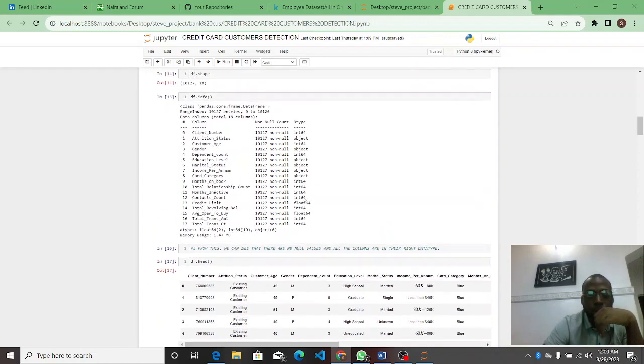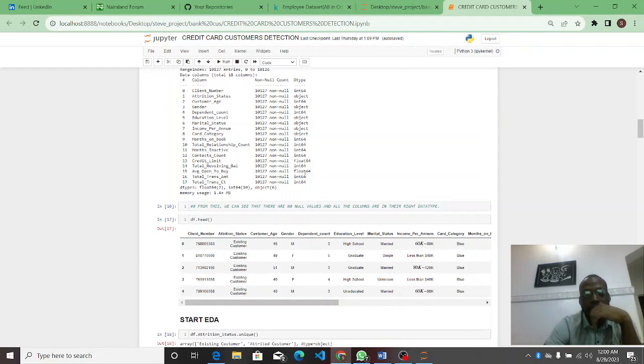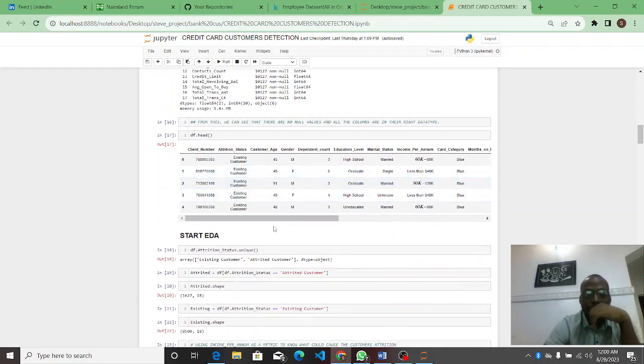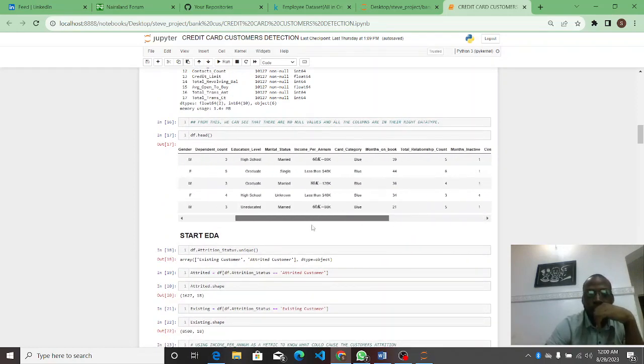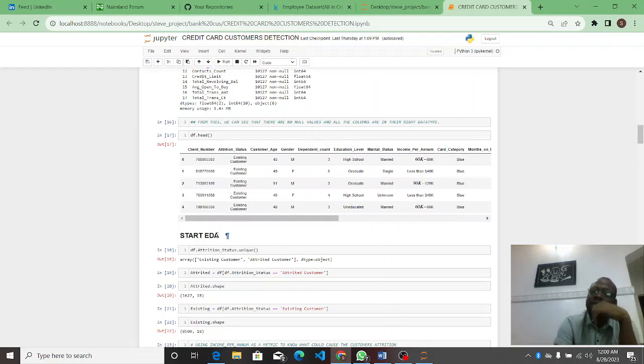So with that, we can see that our data frame is kind of okay for an exploratory data analysis. And of course, that's what I did next, which was to start the exploratory data analysis. To start, firstly I had to split the main data frame into two parts, because of course we are interested in the attrited customers and the ones that are existing.